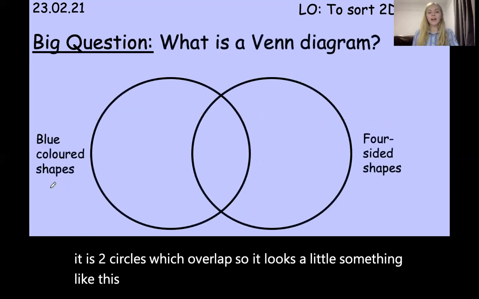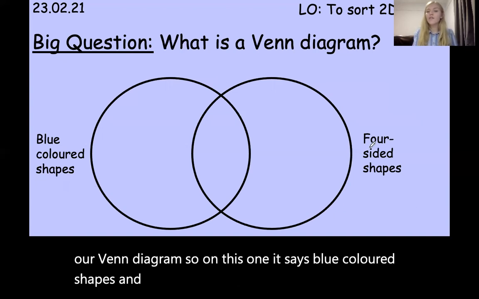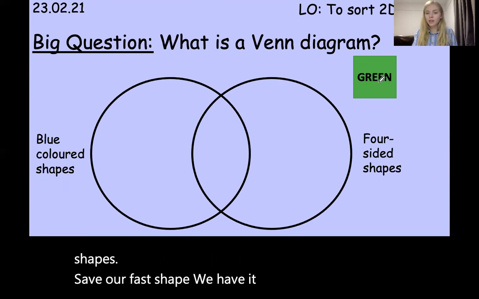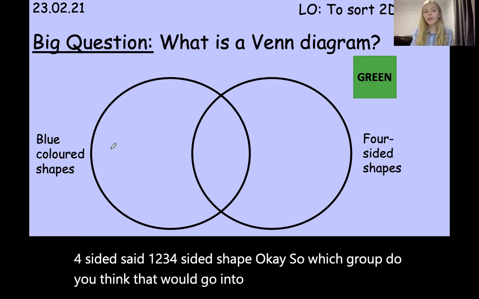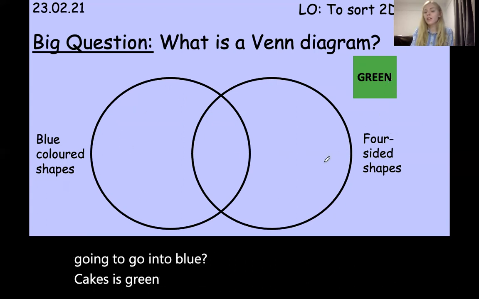Okay, so we can see that we have our labels on our Venn diagram. On this one it says blue coloured shapes, and on this one it says four-sided shapes. So our first shape we have is a green four-sided shape. 1, 2, 3, 4 sides. Okay, so which group do you think that would go into then? Well, it's not going to go into blue, because it's green, so it is going to go into this circle. So let's see if we were right.